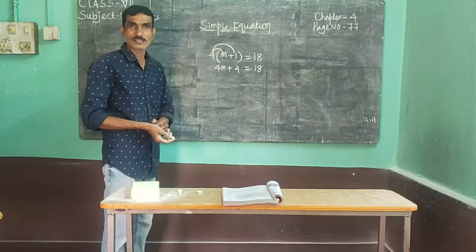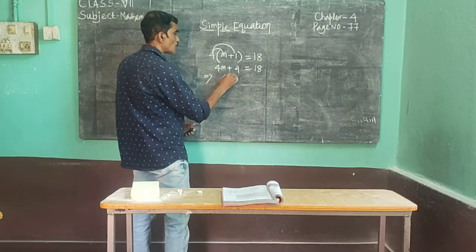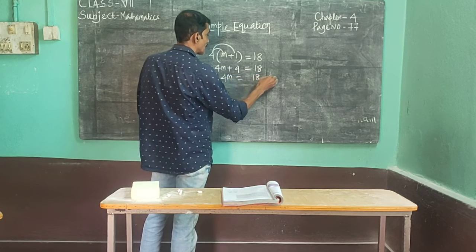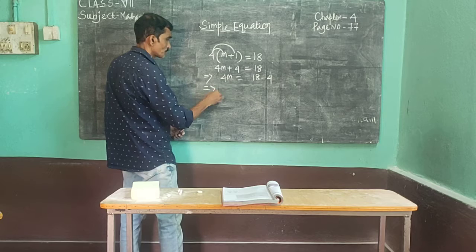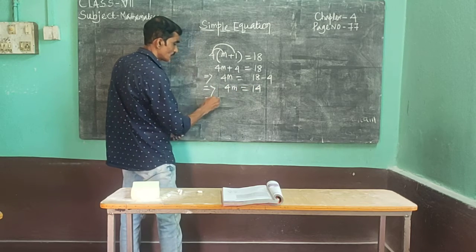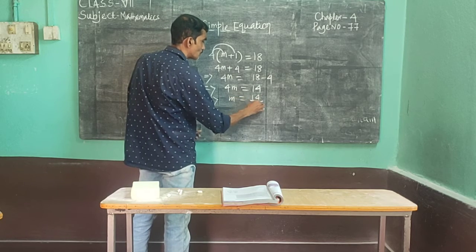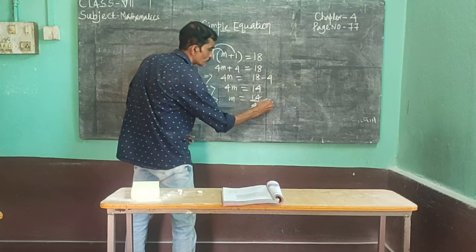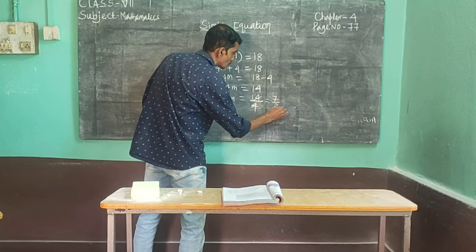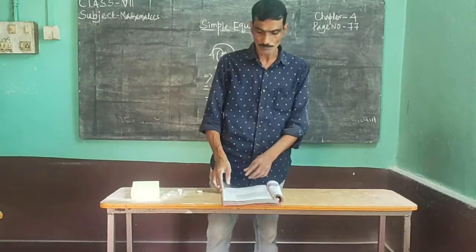Now it is looking very easy for me, so I can solve by the method of transposition. So 4m is equal to 18 minus 4. 4m is equal to 14. Then m equals, I hope you understood how I am doing. Then reduce to its lowest form, that is 7 upon 2. So the value of m is 7 upon 2.